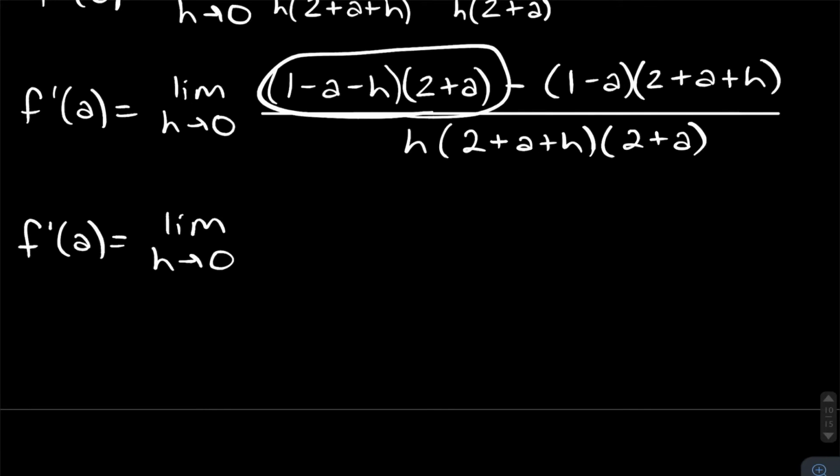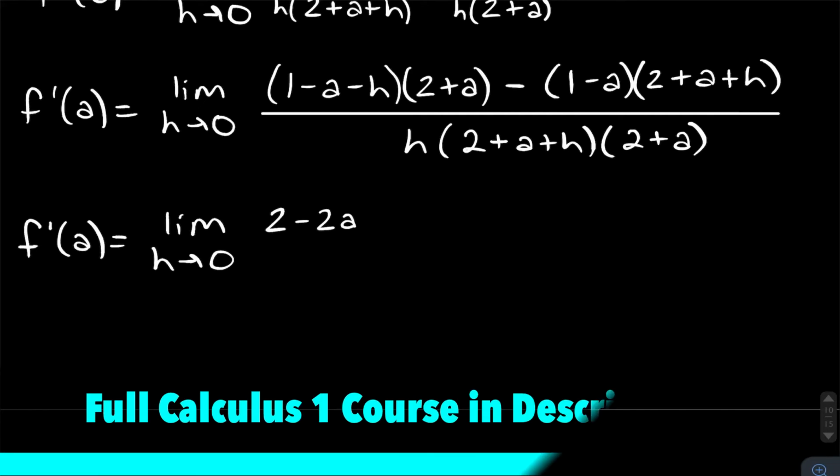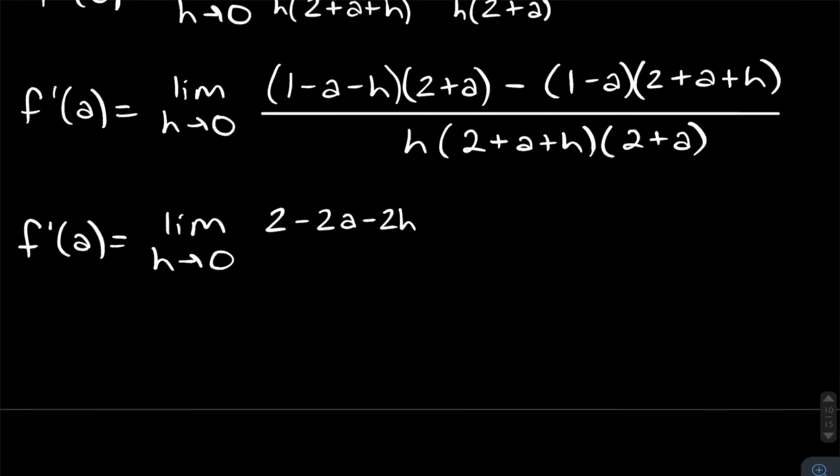Okay, distributing here, we're going to get a 2. We'll get a minus 2a. We'll get a minus 2h. We're going to get a plus a minus a squared minus ah. Then it'll be like a negative 1 times 2, right, so it'll be minus 2. Negative 1 times a is negative a. Negative 1 times h is negative h. And then we have a negative times a negative, that's going to be a positive a. So we get a positive a times 2 is 2a.